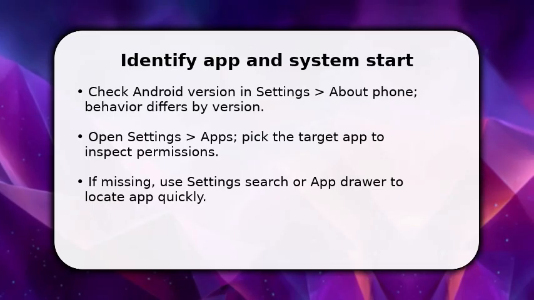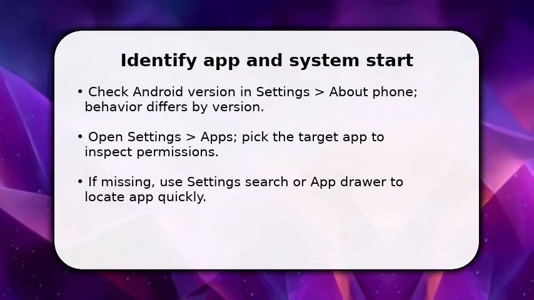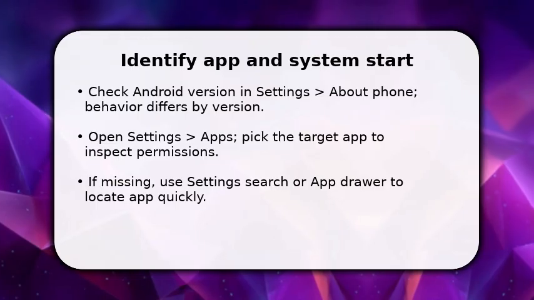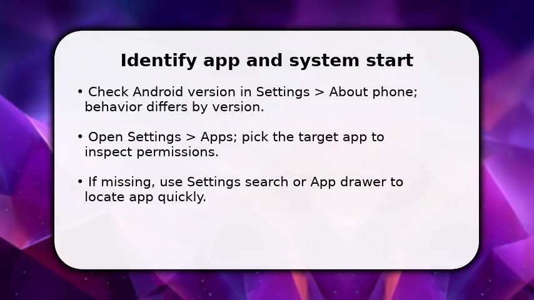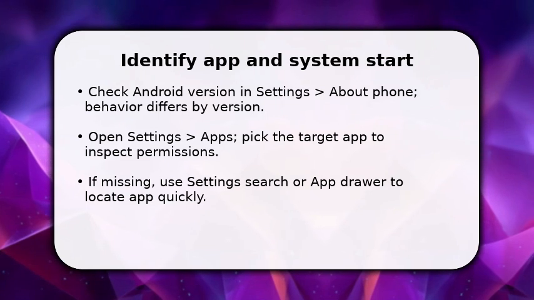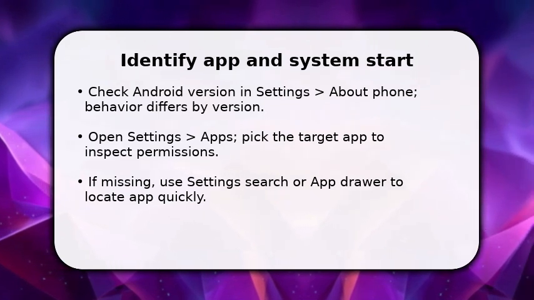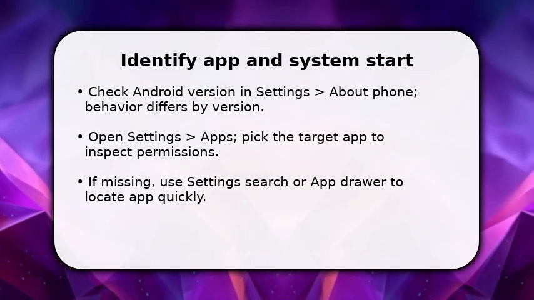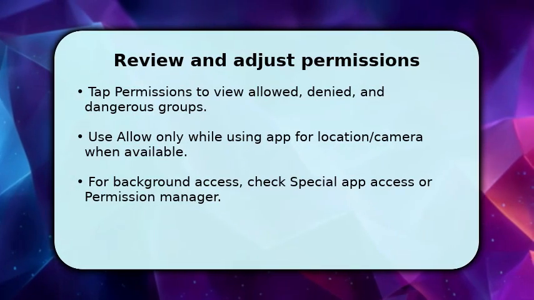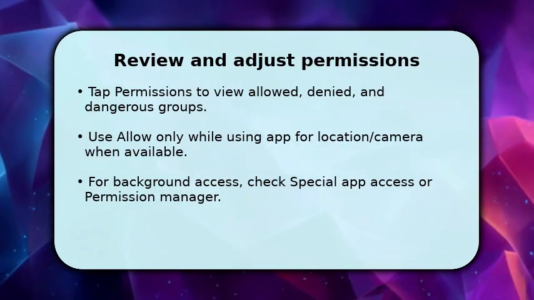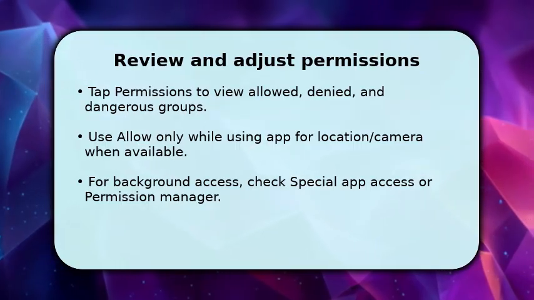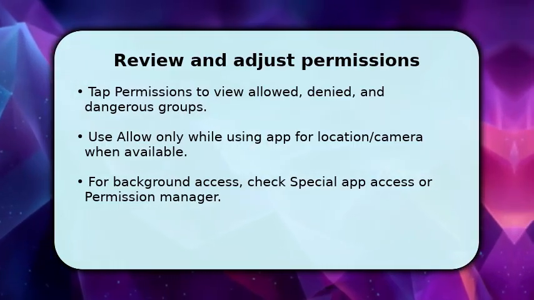That's the control center. Keep in mind some system apps live under special app access, so make sure you can see both regular and special permission areas. Now you'll see a split between allowed and denied permissions. Review each dangerous group like location, camera, microphone. Tap an entry to change it, and prefer allow only while using the app to limit background access.